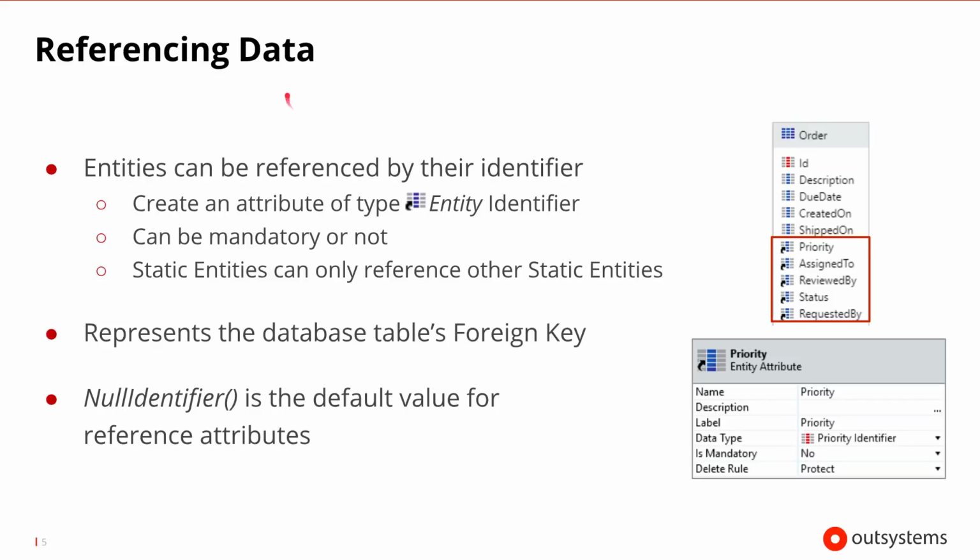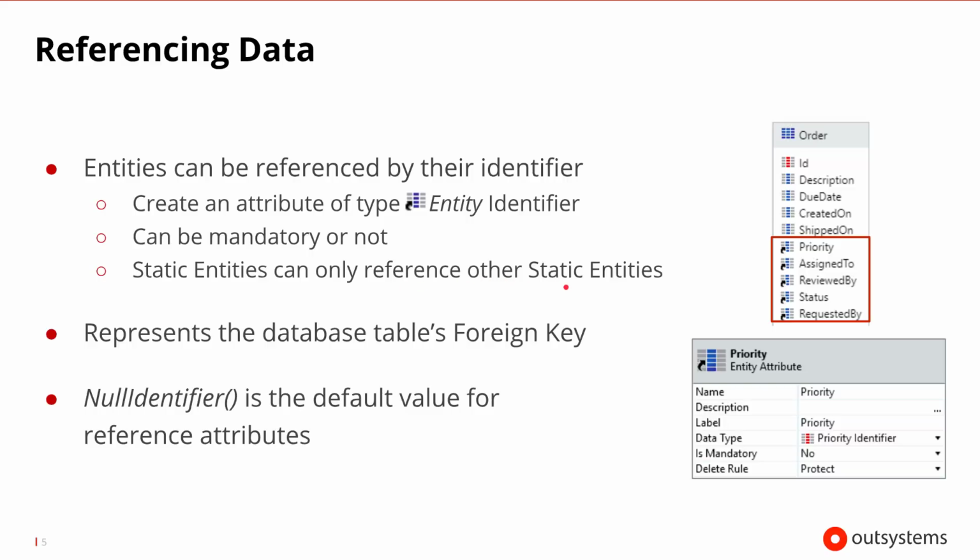Well, when we begin referencing other data and trying to create relationships, an entity can reference another entity by its identifier. So if we create an attribute that is of type entity identifier, in this case some other entity, what we will get is an attribute that has the blue stripe and a little black arrow. And that means that it's referencing some other entity that exists. That entity could be mandatory or not, and we can actually have a reference to a static entity. But static entities can only reference other static entities.